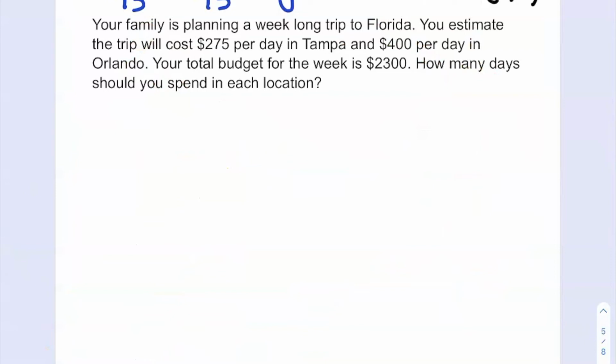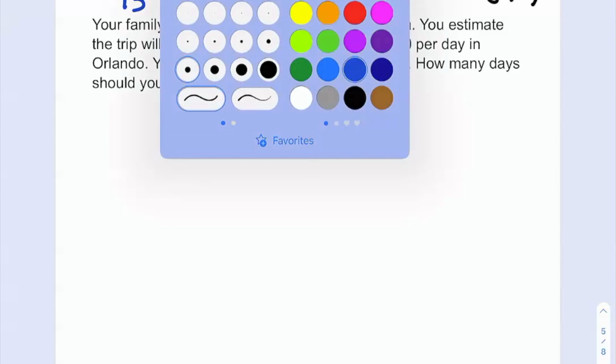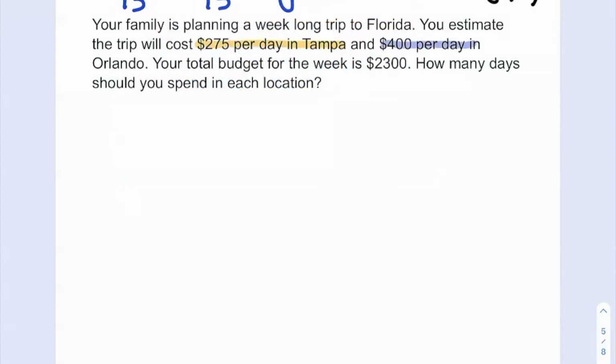All right, let's look at one word problem together. So your family's planning a week-long trip to Florida. You estimate the cost will be $275 per day in Tampa and $400 per day in Orlando. Your total budget is $2,300 for the week. How many days should you spend in each location?